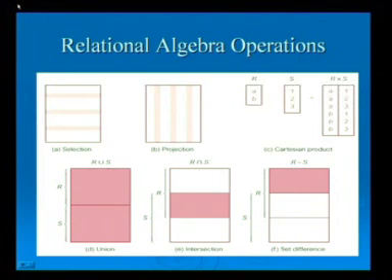So this is how we visualize. Before we go into details of these relational algebra operations, if we visualize them, we can see how they look. Selection, projection, Cartesian product, union, intersection and set difference. As I said before, except intersection, all the others are the 5 basic relational algebra operations.